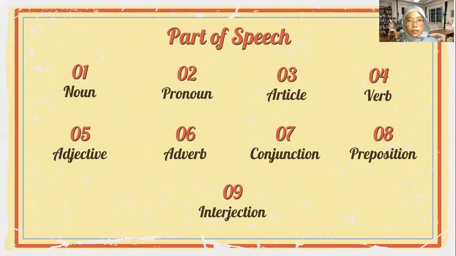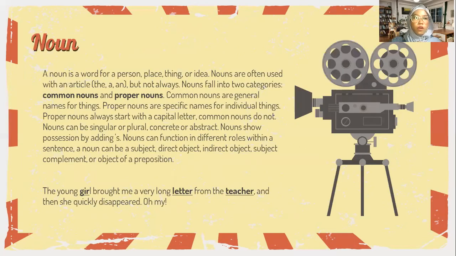There are 9 parts of speech: noun, pronoun, article, verb, adjective, adverb, conjunction, preposition, and interjection. Let's get to know these. First one is noun. A noun is a word for a person, place, thing, or idea. Nouns are often used with an article, but not always.